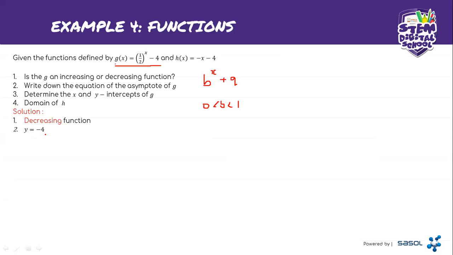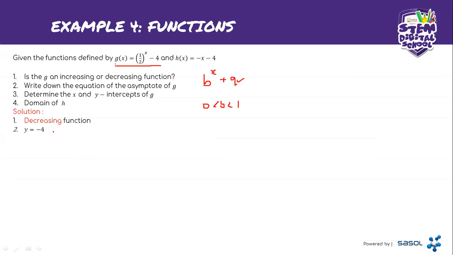The answer is y equals -4. Earlier on, remember, we also touched on this exponential graph. Remember, this q is always your horizontal asymptote. In this case, you can see that -4 is our horizontal asymptote. So the equation is y equals -4.